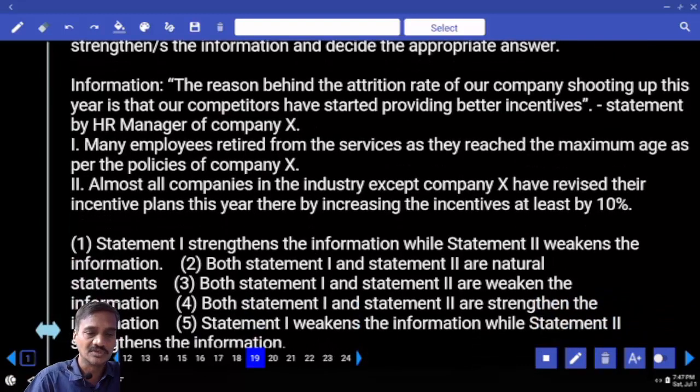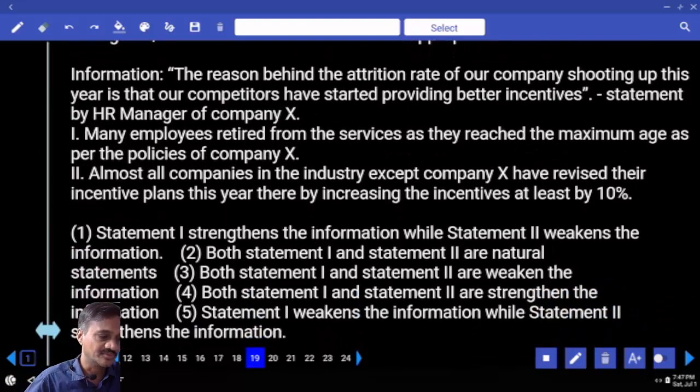Then we need to check the two statements given. Between these two we need to find out which is strong and which is weak. The first one: many employees retired from the services as they reached the maximum age as per the policies of company X. As per the policies of company X, many people are retiring because they have attained the maximum age. And the incentives provided by the competitors are not the reason for these people to leave this organization. What is the main reason here? They have attained the retirement age.